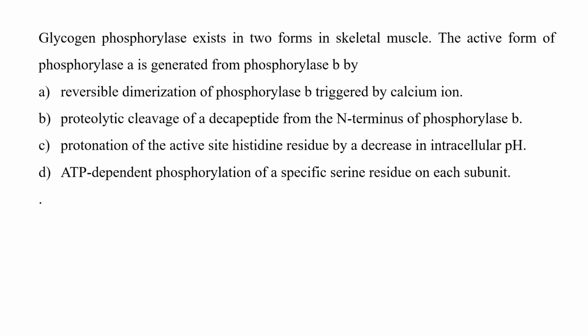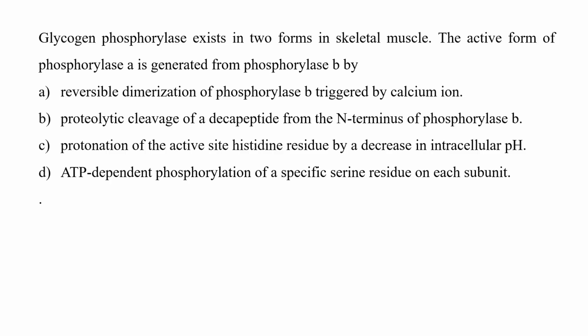Glycogen phosphorylase exists in two forms in skeletal muscle. The active form, phosphorylase A, is generated from phosphorylase B by reversible dimerization of phosphorylase B triggered by calcium ion, proteolytic cleavage of a decapeptide from the N-terminus of phosphorylase B, protonation of the active site histidine residue by a decrease in intracellular pH, or ATP dependent phosphorylation of a specific serine residue on each subunit.